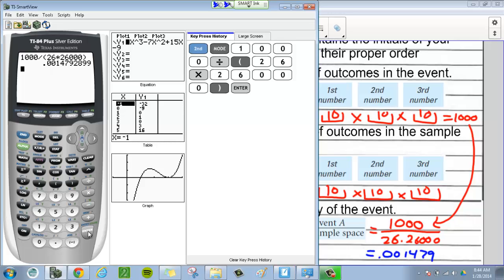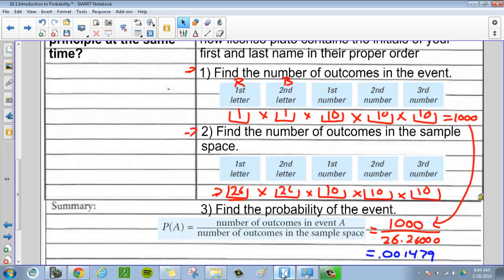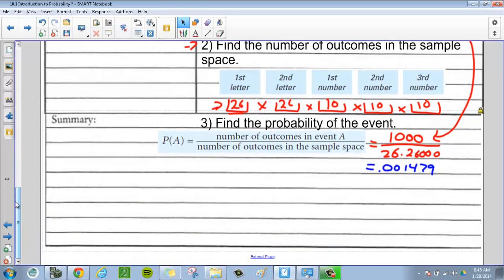Now that is our decimal. We want to figure out the percent of that. How do you figure out the percent? You just take this decimal point and move it over 2 spots. And so the percent probability would be 0.1479% probability of getting your license plate that has an R and a B first, or your first 2 initials, in the correct order.